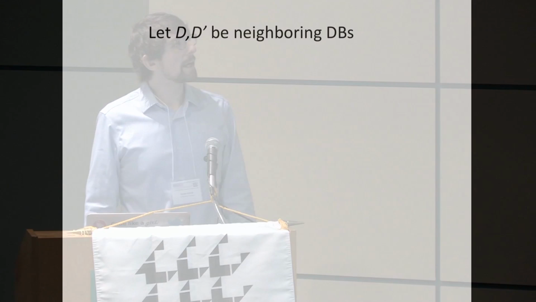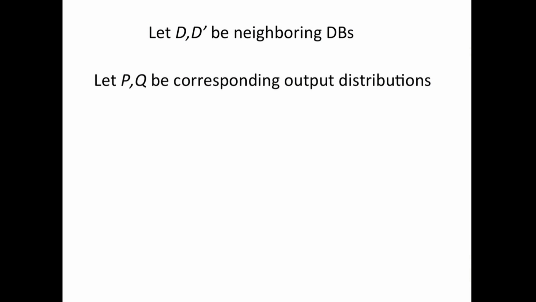Our algorithm actually does not output 0, 1. It outputs real numbers, answers. But this is a simplification that incorporates most of the difficulty of the proof. So how do we start a privacy proof? Well, there's only one way. You have to fix two neighboring data sets, D and D prime. And then you have to look at the corresponding output distributions: the output distribution of the algorithm on D and the output distribution of the algorithm on D prime. So you have these two output distributions corresponding to neighboring databases.